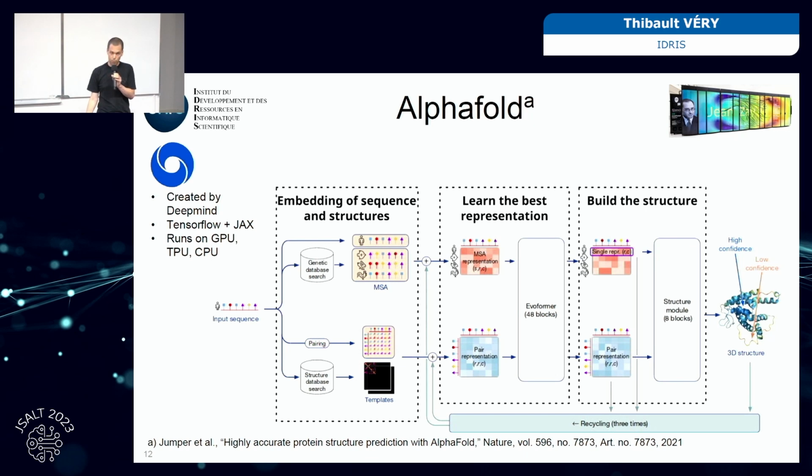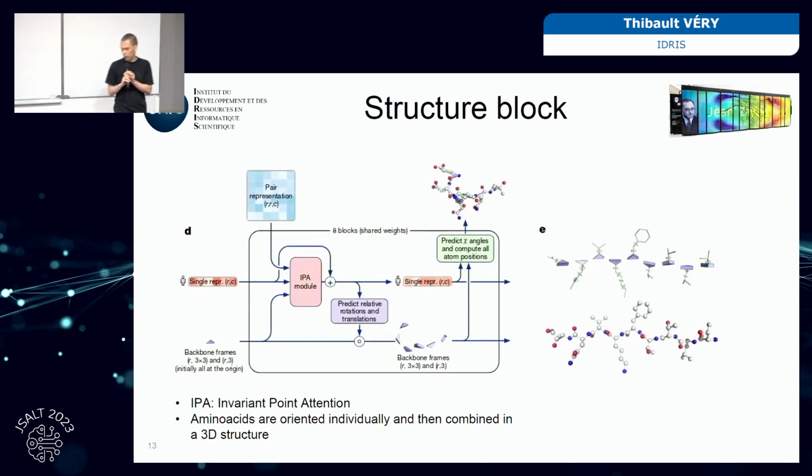Okay, now we want to build the structure, because we have nice embeddings, but we want to be able to see something. And we are going to enter the structure block. The main contribution of AlphaFold here is what is called the invariant point attention. That's also a kind of transformer, but here it will work on the geometry. And the basic idea here is to have what they call frames.